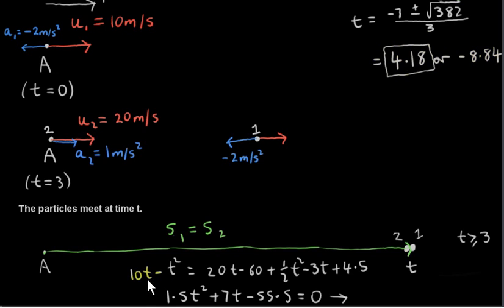In other words, if we plug minus 8.84 into this equation and then plug it into this side of this equation, both sides will be the same. If you could imagine reversing time, then the particles would meet at t equals minus 8.84. But of course we're only interested in values of t that are greater than 0. That's always what we're interested in.